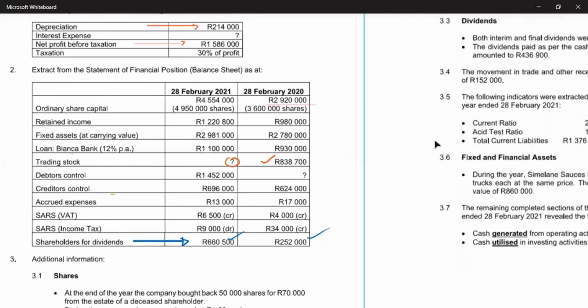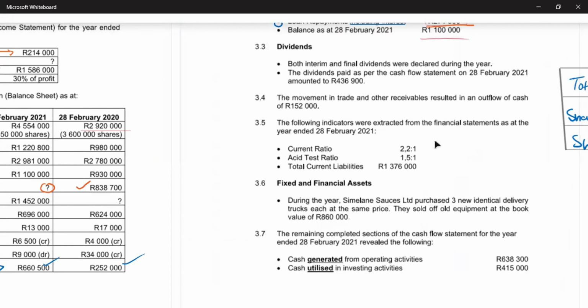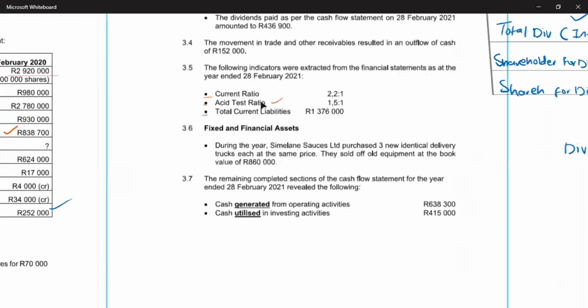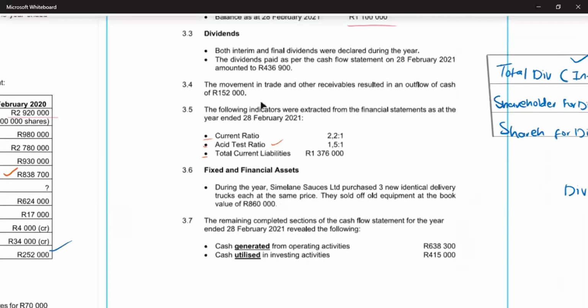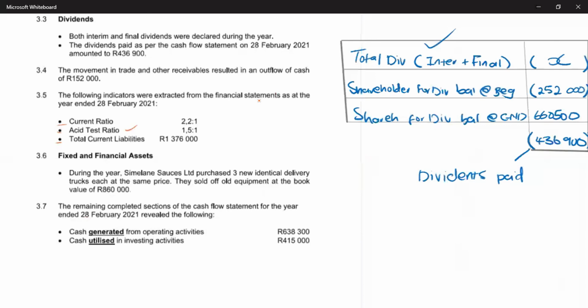So now let me see. So here they already gave me the movement in terms of trade and other receivables, but I'm not interested in that. I'm interested in trading stock. Now, these are the three ratios that I'm given. Which ratio has trading stock in it? Your acid test, right? So this is important for you to know your formulas. Most of the time, these three ratios are the ones that you're going to make use of in your cash flow statement. But remember, you need to be comfortable with all of your ratios, right? Now, my acid test, I know it has inventory in it. So let me quickly erase here on the side.